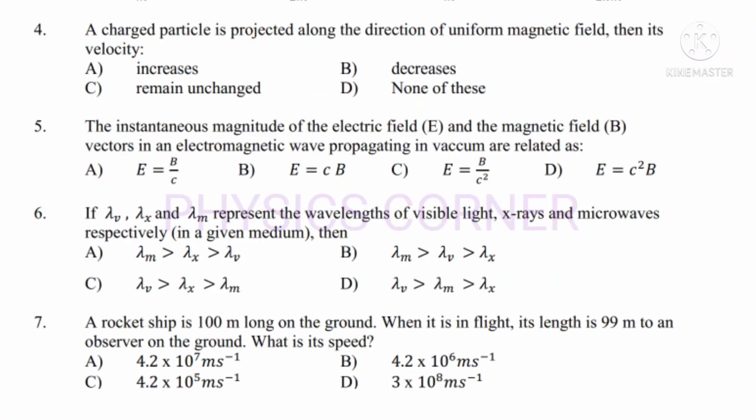Okay. Fourth question. A charged particle is projected along the direction of uniform magnetic field, then its velocity increases, decreases, remains unchanged, none of these. Actually, here they are talking about the speed, I think.